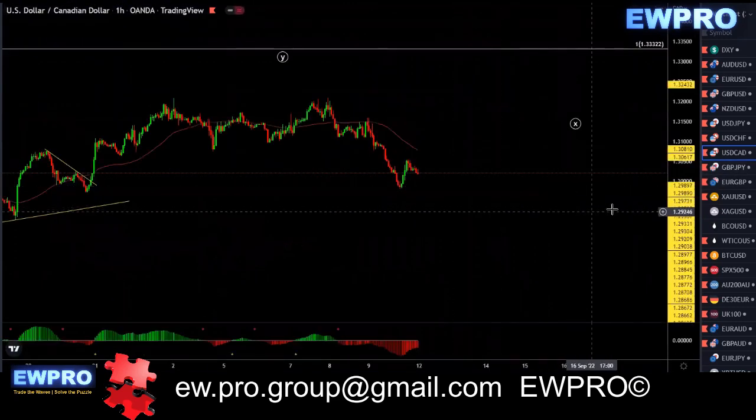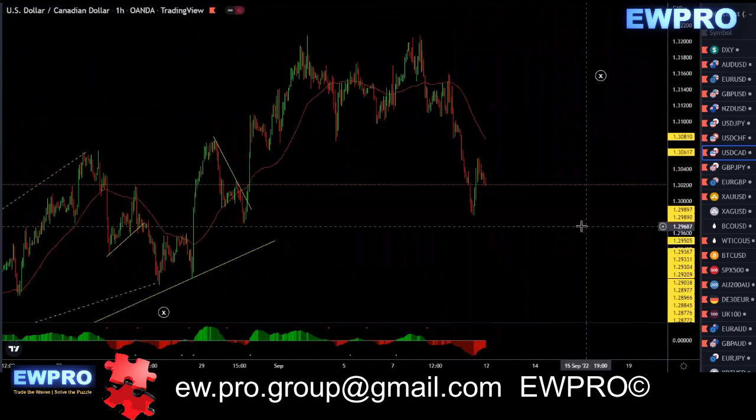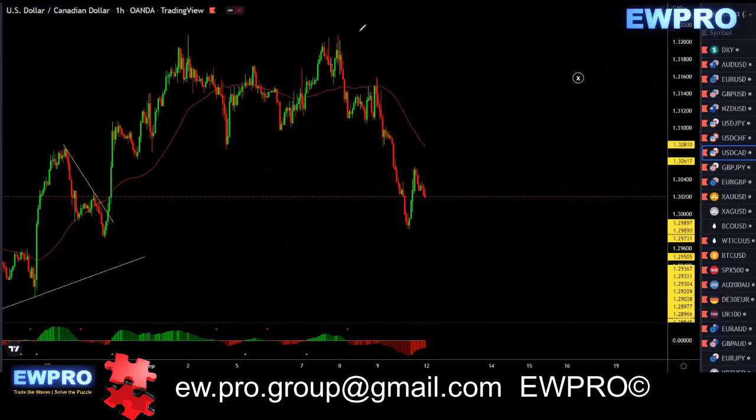On the H1, again, we're only looking for sells, and we had expanding and running flags and that to trade. If you're not in them, you have to wait for the correction.